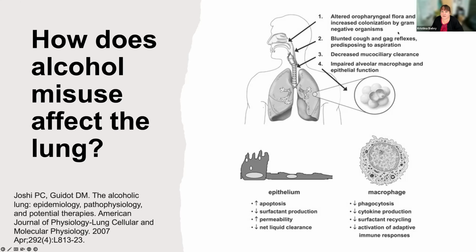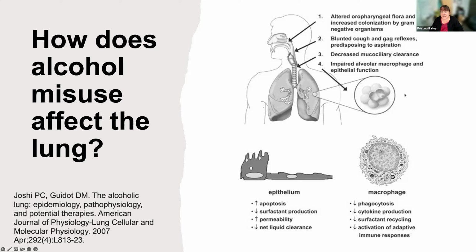First, we have altered oropharyngeal flora that changes what can be aspirated into the lung. And then while people are heavily drinking, you have a blunted cough and gag reflexes that can predispose to aspiration. There's also, in the trachea, cilia that help move mucus and other things that have been aspirated up out of the lung, and that function is impaired by heavy alcohol use.